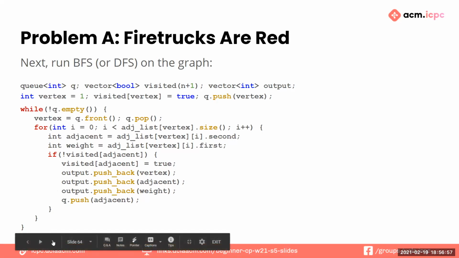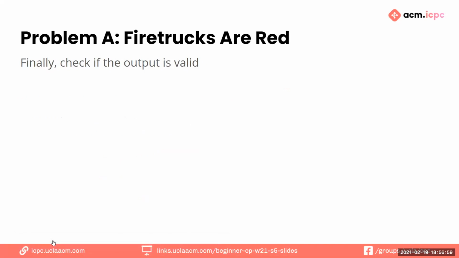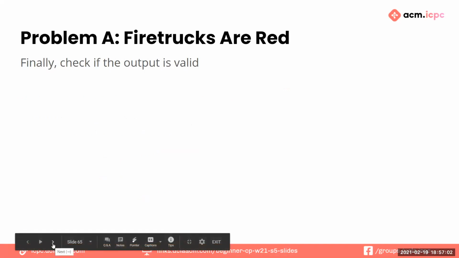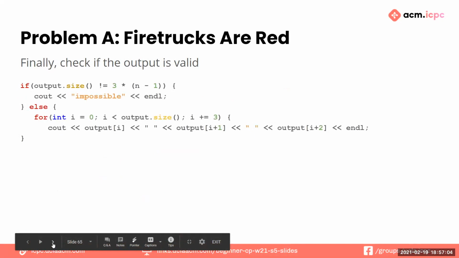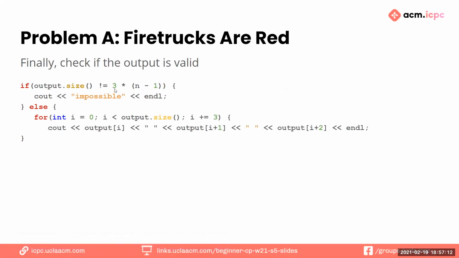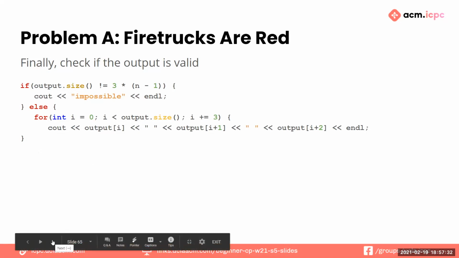And that is because of this next step where I have to check if the output is valid. For a graph with n vertices, I want to check if there are n-1 edges. And since each edge is represented by 3 numbers, I do 3 times n-1. If the output size isn't this number, then we don't have a spanning tree, and then we print out impossible. Else, I just print out the entire output vector. And you combine all of that, and that is the solution.